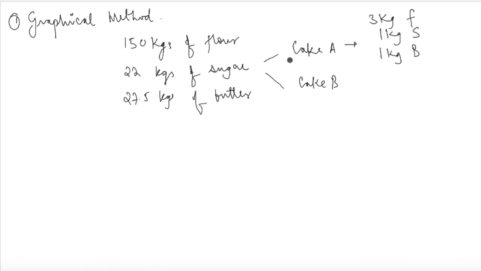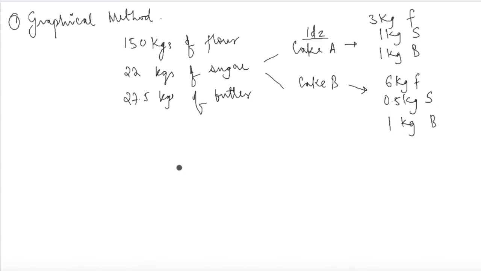So to produce 1 dozen of the first category of cake, you can produce 12 cakes of category A, and for that you require 3 kilograms of flour, 1 kilogram of sugar and 1 kilogram of butter. To produce 1 dozen of cake B, you require 6 kilograms of flour, 0.5 kilograms of sugar and 1 kilogram of butter.